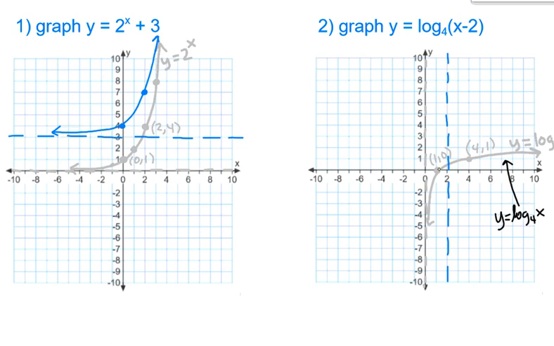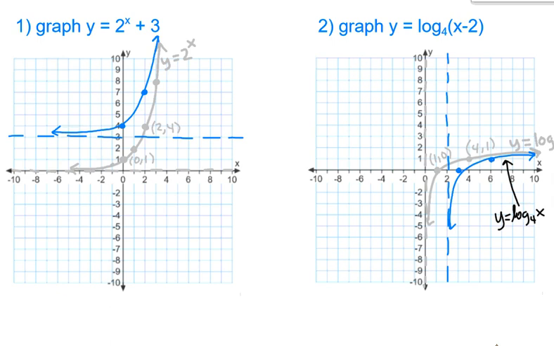So the point (1, 0) is going to shift over to the point (3, 0), and the point (4, 1) is going to shift over to the point (6, 1). And then use your asymptote as a guide so you don't go too far over, and you can draw that new curve.